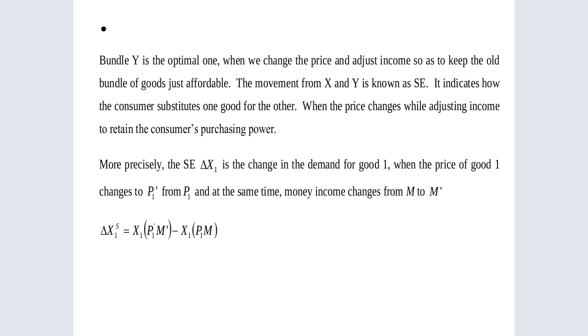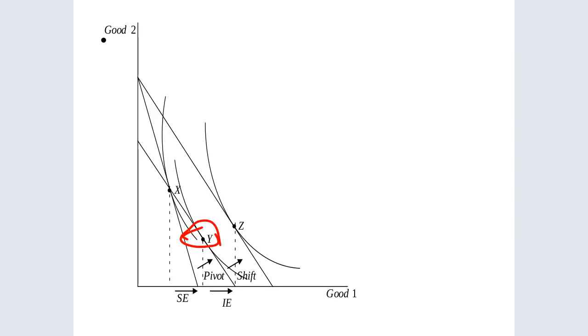The move from X to Y is known as the substitution effect. X is here. This is what we refer to as the substitution effect. So you are moving from point X to point Y. That is the substitution effect. And then from point Y to Z is what we refer to as the income effect.